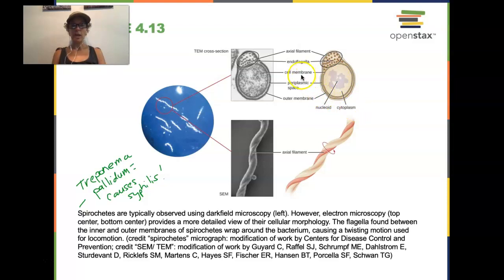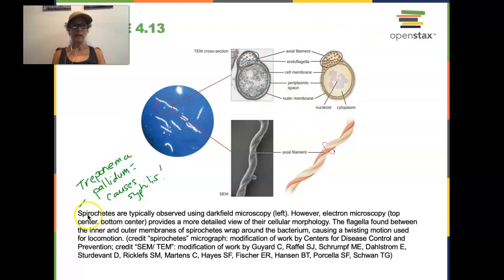The fact that we have a cell membrane and an outer membrane, anytime you see an outer membrane on a prokaryote, means that it is gram-negative. If you go back to our chapter on the cell wall structure, the gram-positives have their cell membrane and a very thick cell wall. The gram-negatives have their cell membrane, a thin cell wall, and then a thicker outer membrane.